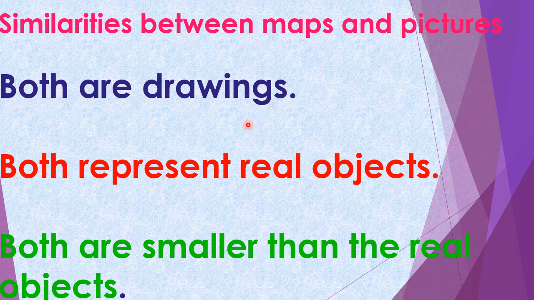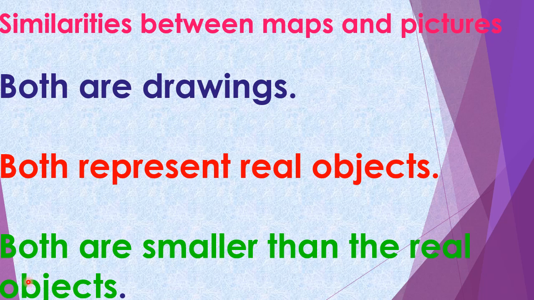Both a map and picture represent real objects. Yes, we can only draw maps and pictures for things we can see. We cannot draw for things we are thinking of, imagining about. Yes, that's why we drew a map of a heart, tree. We did not talk of drawing a map of an angel. Yes, both represent real objects.